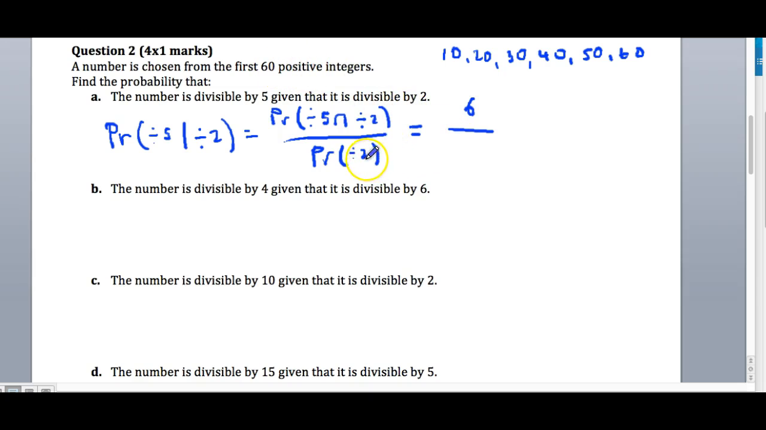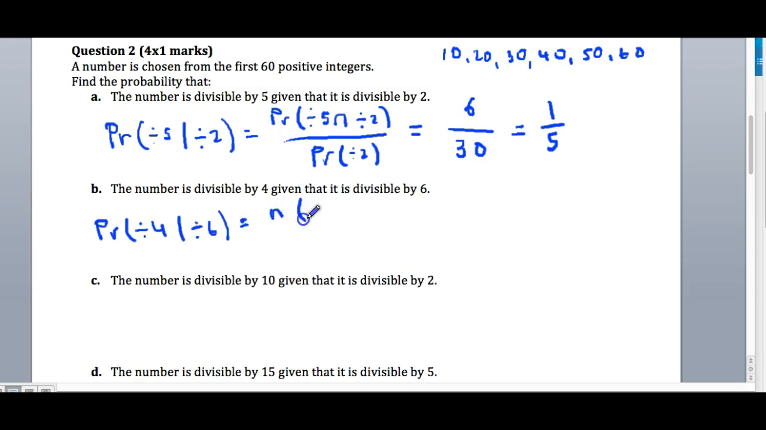6. All right, so probability that it's divisible by 2. So we basically want to say how many 2's go into 60 is 30. And then we can simplify that to 1/5. Next one, the probability it's divisible by 4, given that it's divisible by 6.